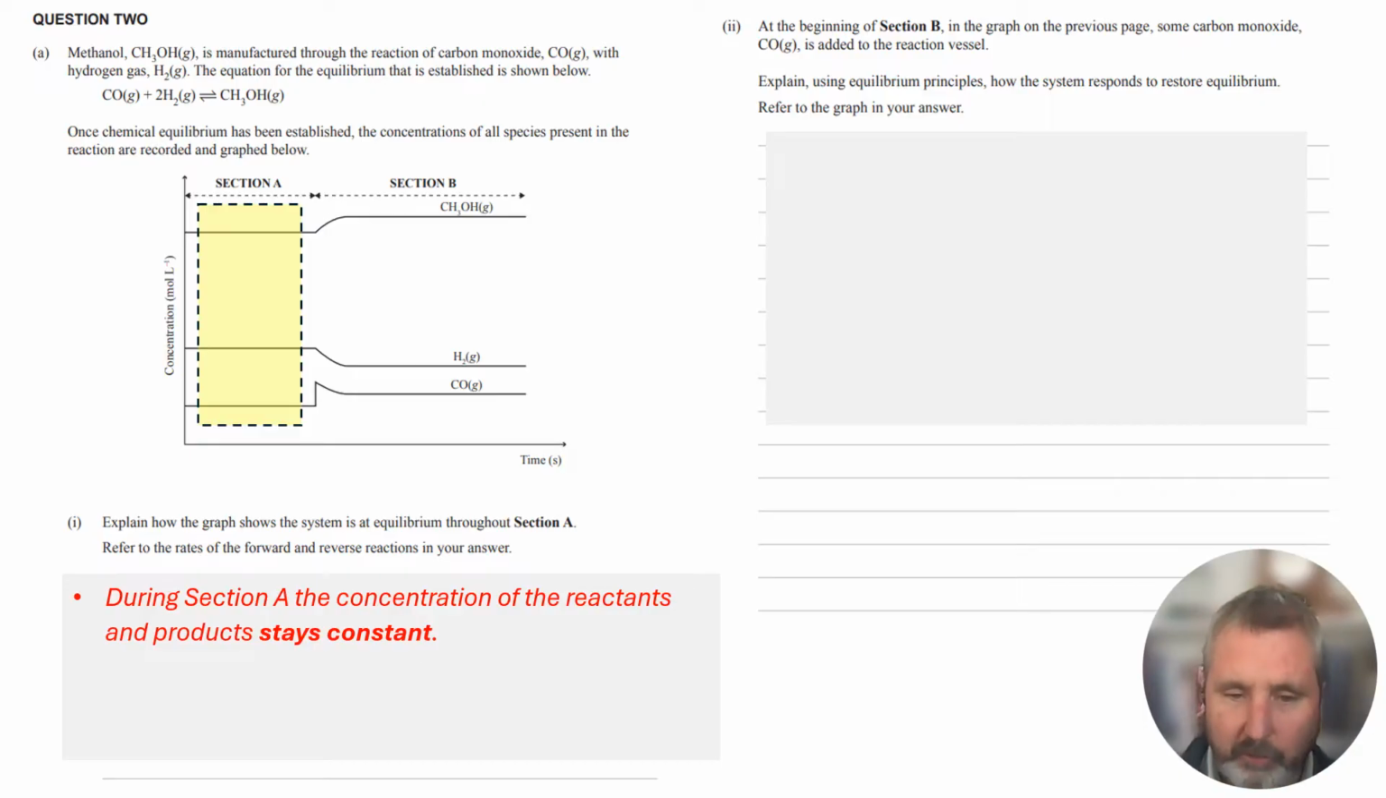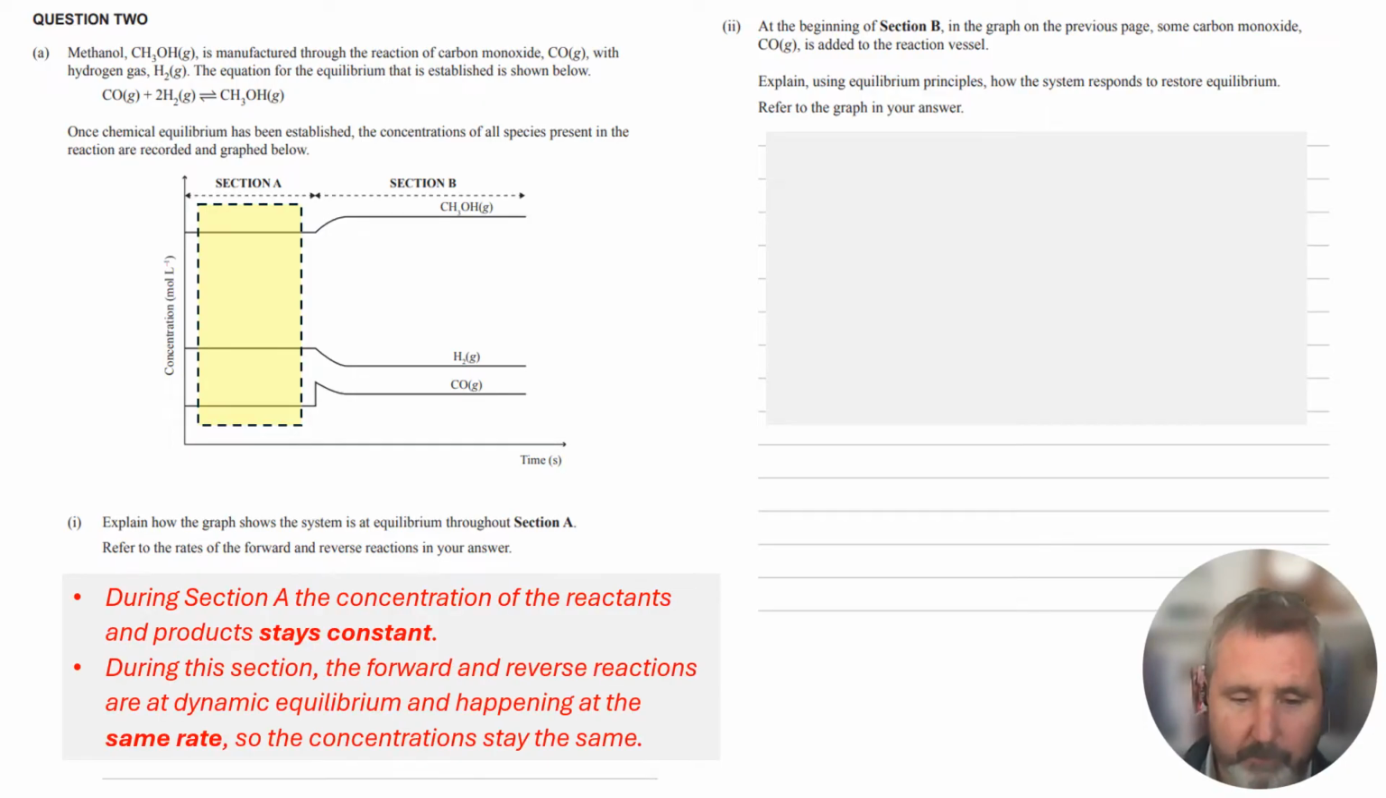And we're only focusing on that part of the graph because that's all that I want us to talk about. During this section, the forwards and the reverse reactions are at dynamic equilibrium and happening at the same rate. So the concentrations stay the same. I am describing in the first point what it is, and explaining in the second point. For the first point, we're going to get achieved. And the second point, if we can say that the reverse and the forwards reaction are happening at the same rate, then we are going to get our way towards getting the merit point here.